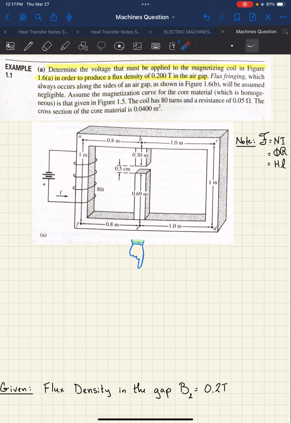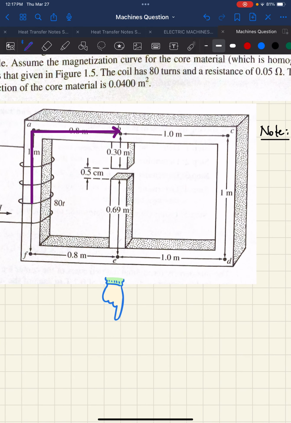This is a little bit challenging because the flux is originating here in the coil. So let's start there. That flux is going to go up like this, and it's going to go to this point. And then at this point, the flux is going to split up into two directions. Part of the flux is going to go like this, and then the other part of the flux goes like this.